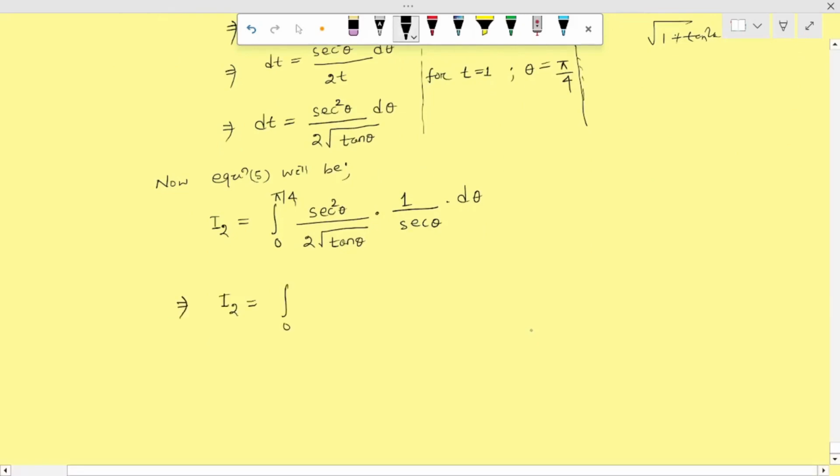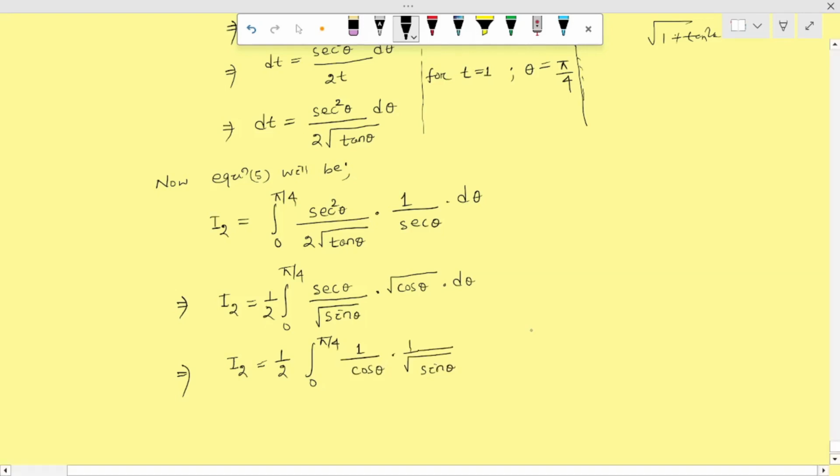That implies I2 will be the integral from 0 to pi by 4. Let us solve this a little. Take 1 by 2 outside, it is a constant. Sec theta and 1 by sec theta will cancel. So sec theta by tan theta's root, I can write root over of sin theta into root over of cos theta d theta. That implies I2 equals 1 by 2, integral 0 to pi by 4, sec theta can be written as 1 by cos theta into 1 by root over of sin theta into root over of cos theta d theta.